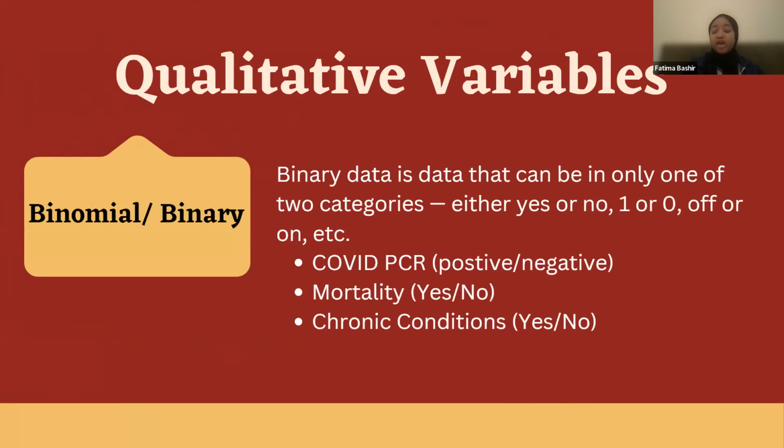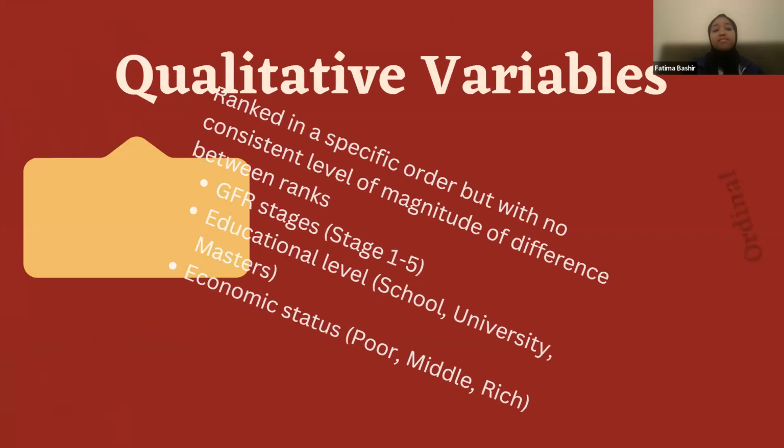Next, we have the binomial. As we know, binary means two. So with binomial, the data can only be in one of two categories. The answer is either yes or no. It's either 1 or 0, or off or on. For example, when you take a COVID PCR, it's either positive or negative. It can't be in between. Or when mortality happens, it's either yes or no. Or if they ask about chronic conditions, you either have chronic conditions or you don't. So these are the two types, binomial, two categories.